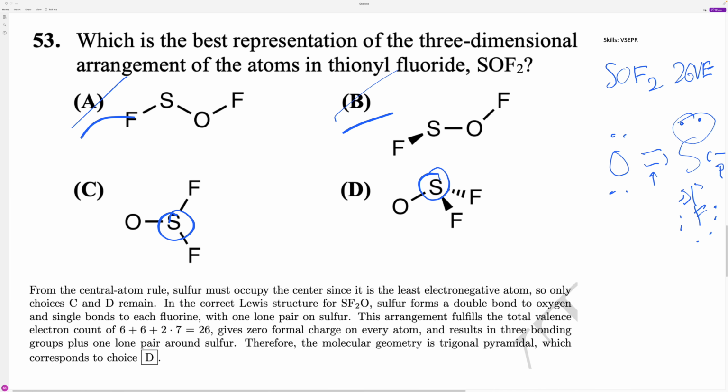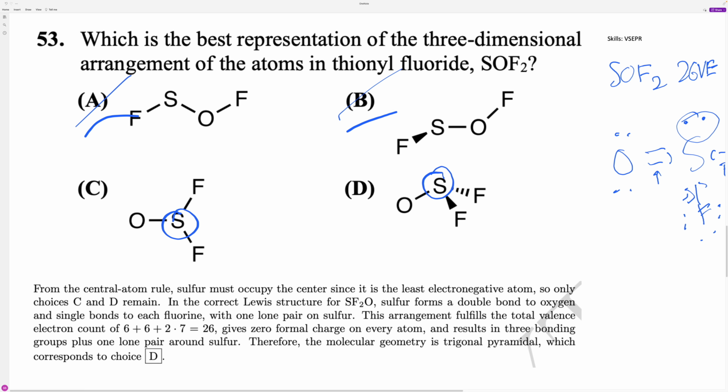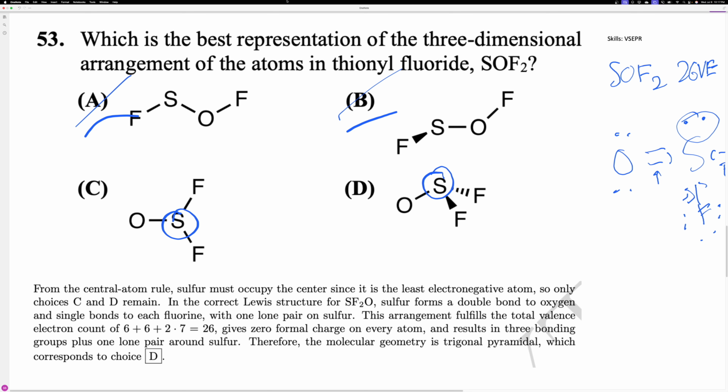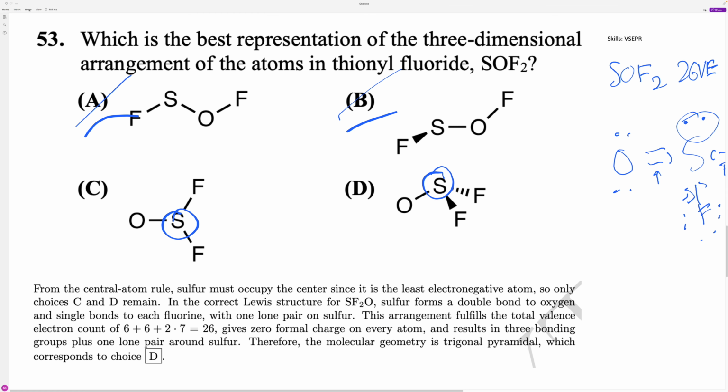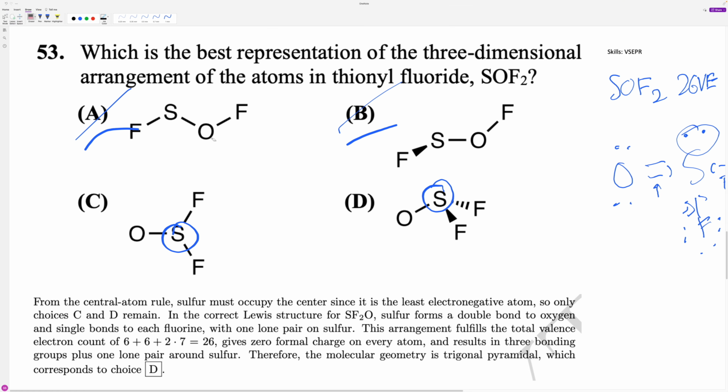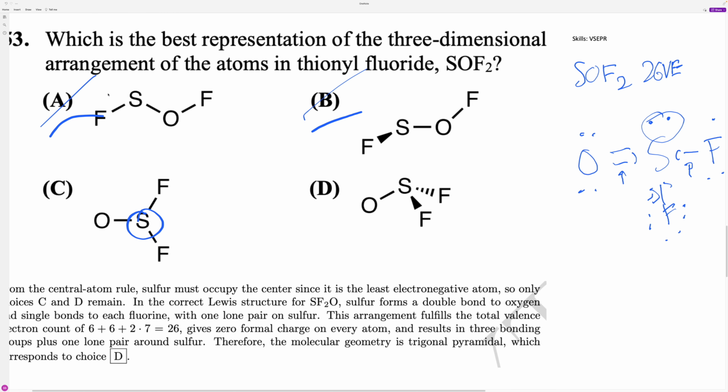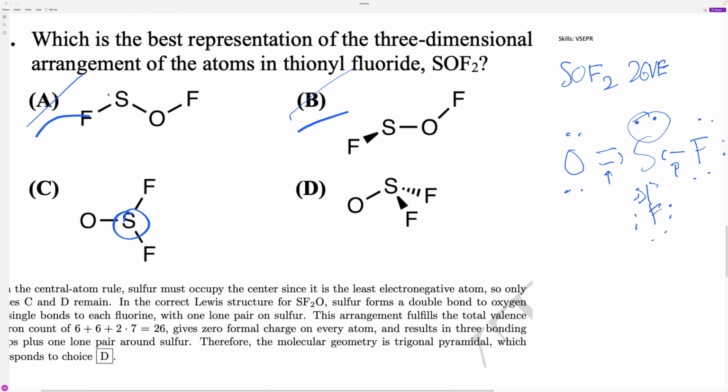And from here, you might be confused because you don't actually see the exact structure in these answer choices. And the reason why is they're drawing the 3D representation. So if we quickly erase this here, essentially, if you consider this structure here, which is trigonal pyramidal, it's going to look something like this. D is going to be our answer.